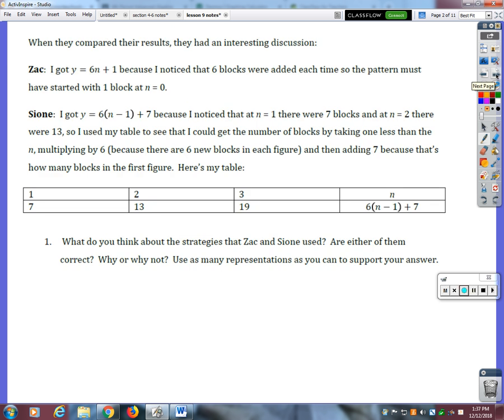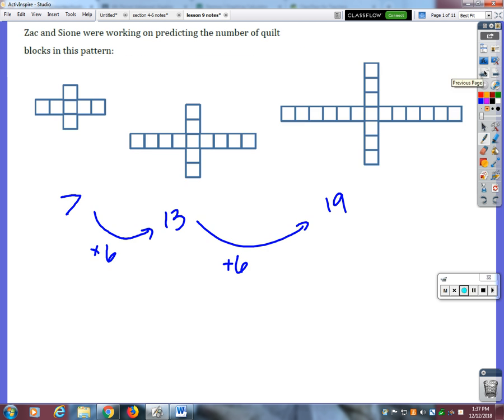All right. Okay, so Zach says, I got y equals 6n plus 1 because I noticed that 6 blocks were added each time. So the pattern must have started with 1 block when n equals 0. So remember what we did on the tables yesterday where we had to walk it back and find out what it was when x equals 0? That's what he did here. He's like, if you're adding 6 each time to get back to the 0 one, you would subtract 6, right? So you would, right? Okay.